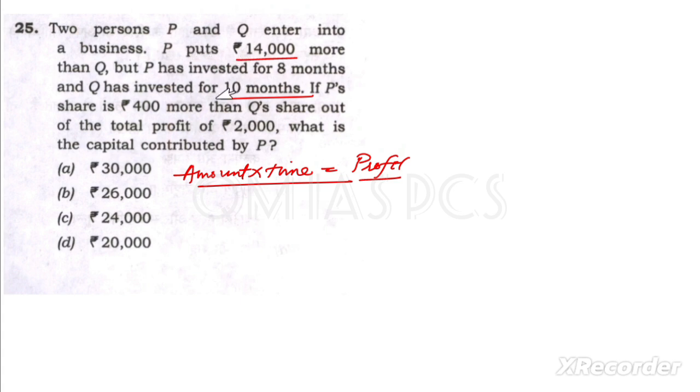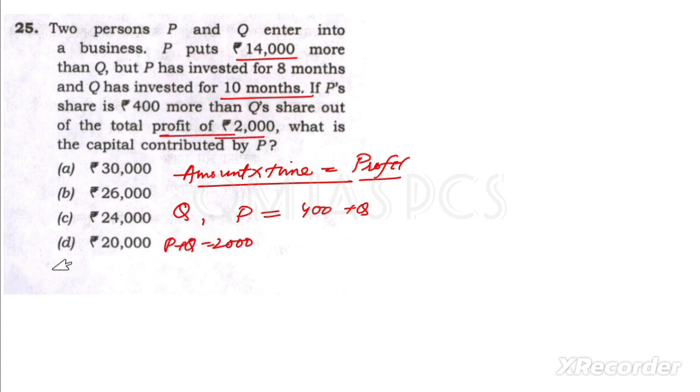So if P's share is 400 more than Q's share, out of the total profit of 2000, what is the total capital contributed by P? First thing, the amount contribution is not given, but the profit is given. P's share is 400 more than Q. Let's say Q's share is Q, so P is equal to 400 plus Q. Is it clear? And we know the total is 2000, so P plus Q is equal to 2000.